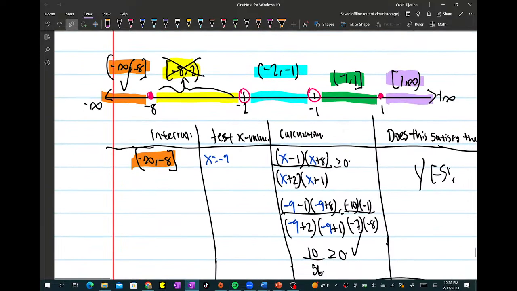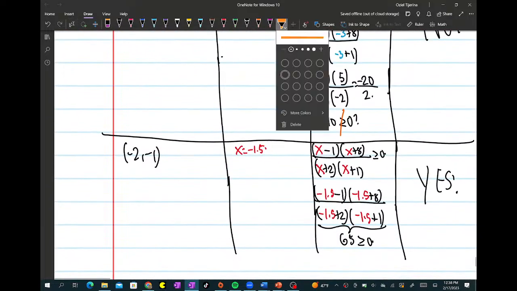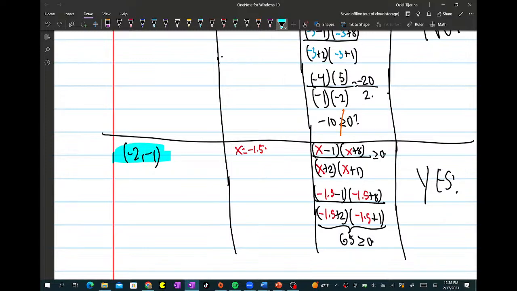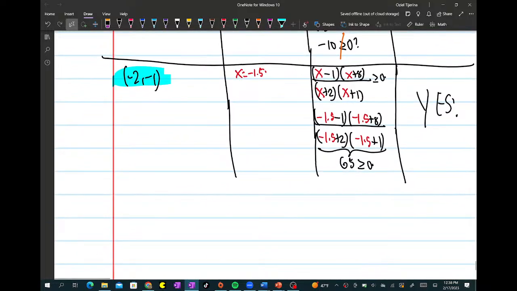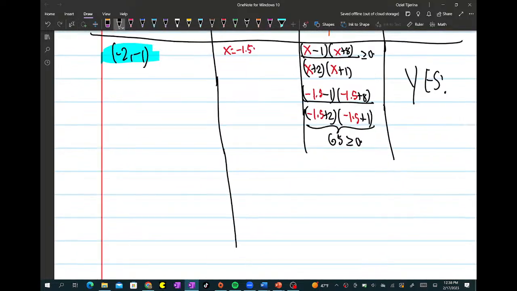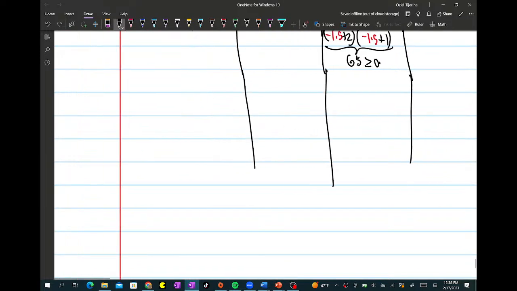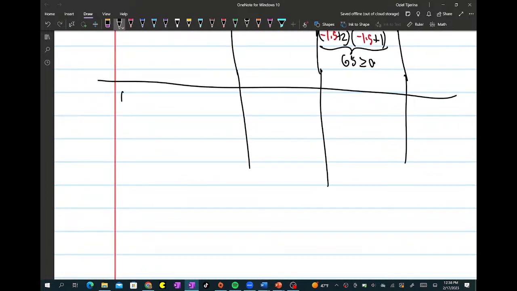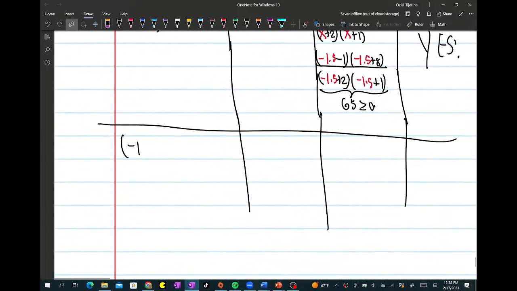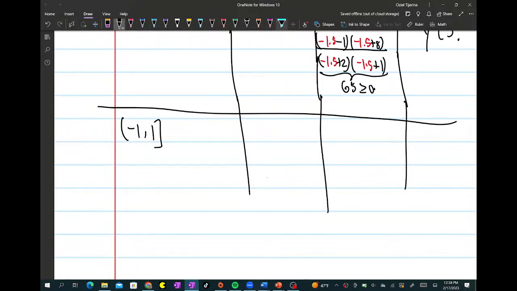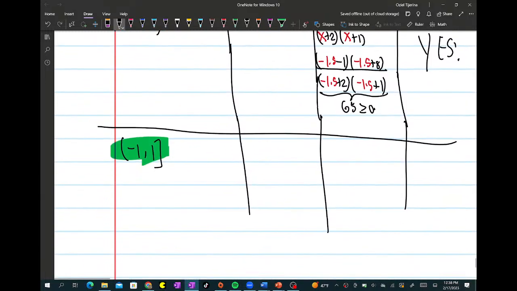And now, we already did negative 2 to negative 1. That was this part here, right? And now we're going to do from negative 1 to 1. So the next one becomes parentheses negative 1 to 1 bracket. And that one was basically this color. And you can pick at x equals 0. So you're just testing it.